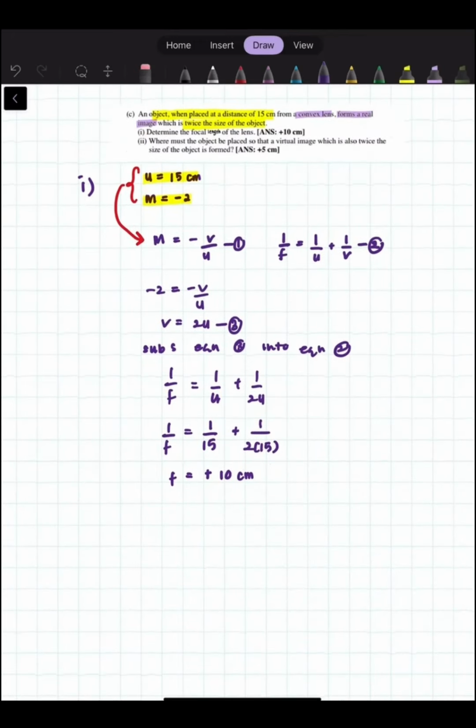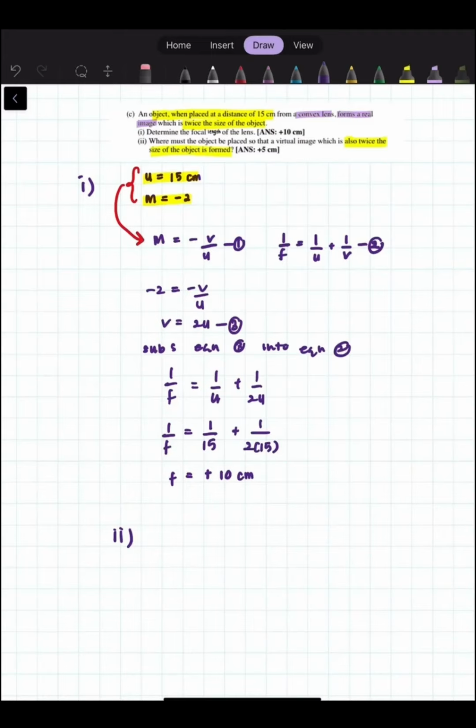What about question 2? Question 2 states that where must the object be placed so that a virtual image which is also twice the size of the object is formed? So we have to find the value of u where the image formed is going to be virtual. And it also says that the image formed is still twice the size of the object.